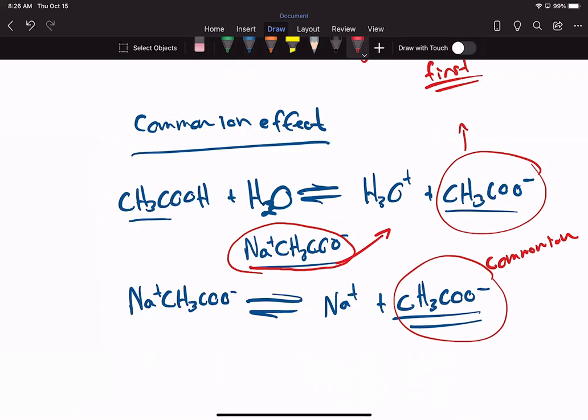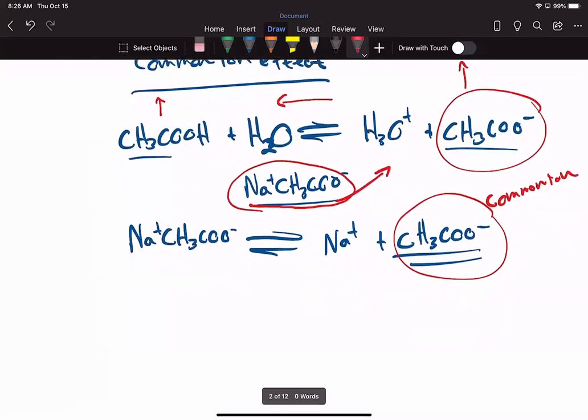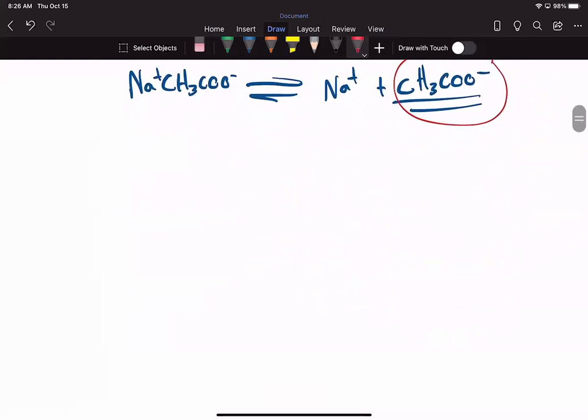I'm increasing the amount of acetate that I have, right? And if I increase this concentration, we're going to shift this reaction to the left. By adding that particular ion into the solution, we use these common ions in order to push the reaction to the left or push the reaction to the right. So let's look at a problem that actually takes this common ion effect into account.